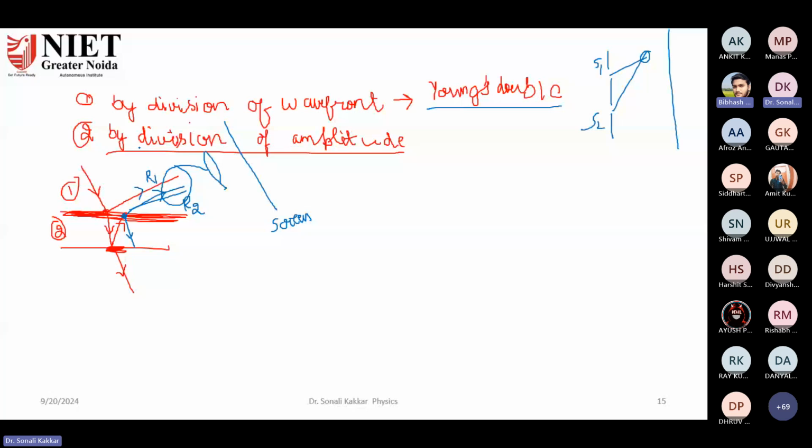Won't the two blue rays be not parallel? They will be parallel. That's why I'm saying we can place a lens. Then they can superimpose on each other. Ma'am, but they are intersecting. Yes, they superimpose.